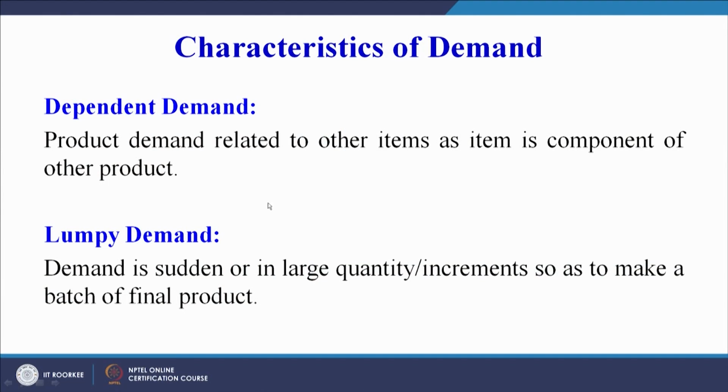demand. So the demand in case of our materials requirement planning can be of two types. Dependent demand is product demand related to other items, as an item is a component of the other product. I think the language is slightly complicated, but maybe I can try to explain it with the help of an example. Suppose our end product or our final product is a car. So the number of cars that are required, that will be our independent demand.